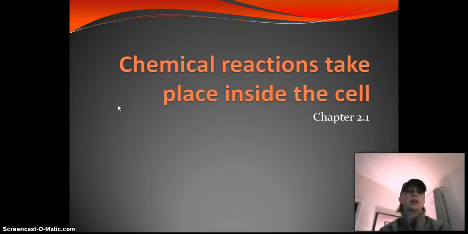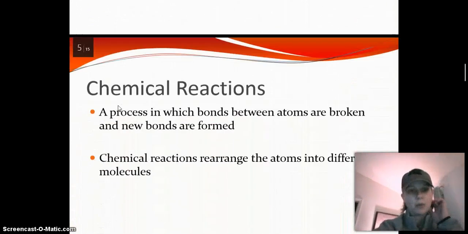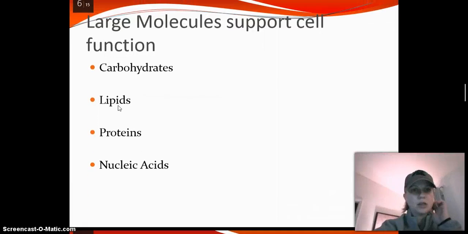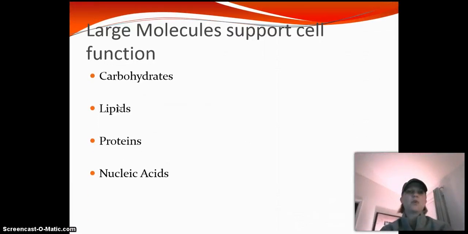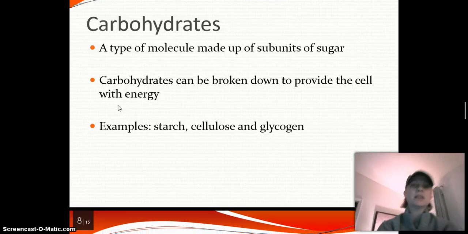So we're going to be looking at the chart that you guys have to fill out on the macromolecules. It's called chemical reactions taking place inside the cell. We're not going to go through this entire thing, so I'm just going to scan through some of it, but we're going to focus in on these 4 large macromolecules: the carbohydrates, the lipids, the proteins, and nucleic acids. We're going to go through each of them, and you're going to fill in the chart as you go across. To start off with, we have these carbohydrates.